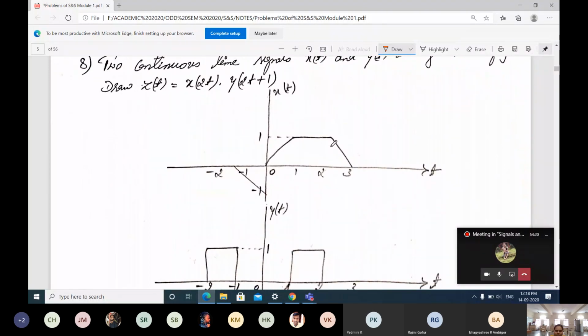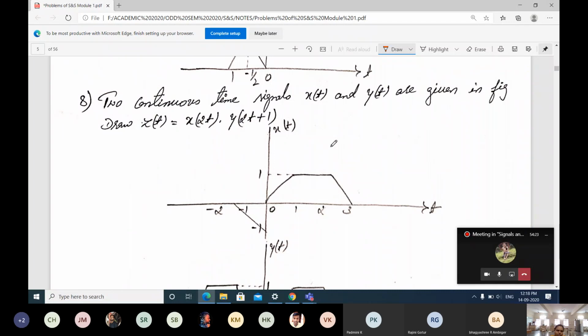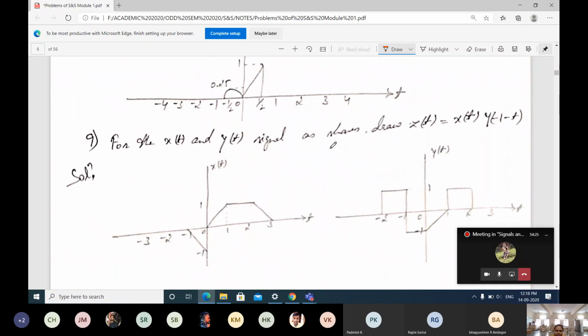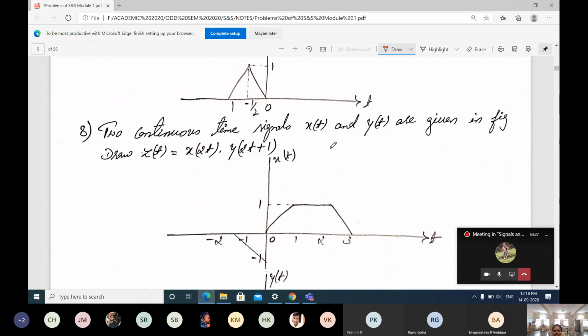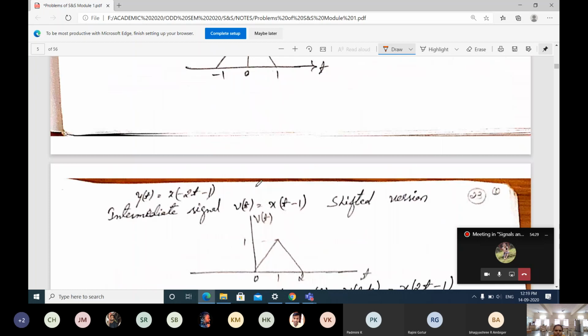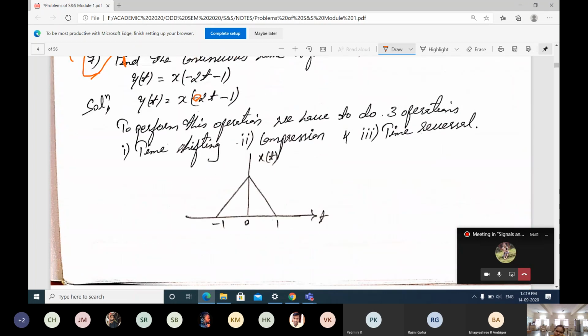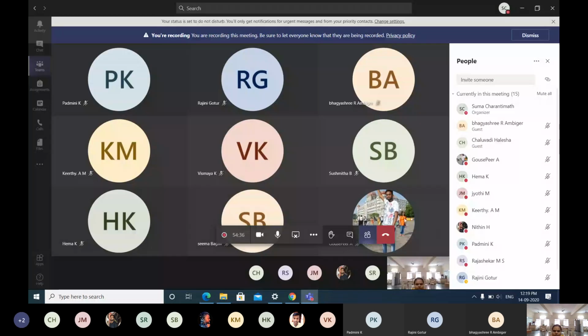Next we'll go with the next set of problems, that is the 8th problem. 8 and 9 I will only tell. This is your assignment problem. I will share the notes also. Just observe and try once at your home. We'll stop today.